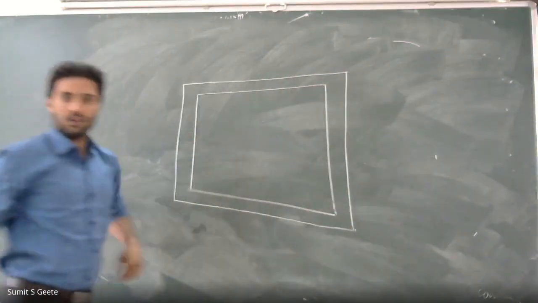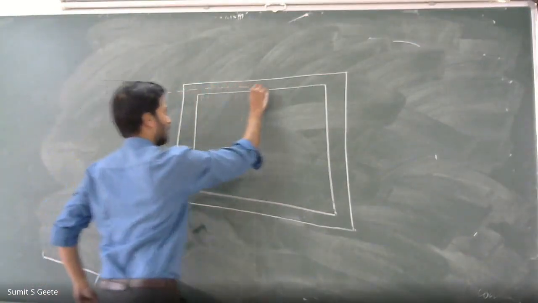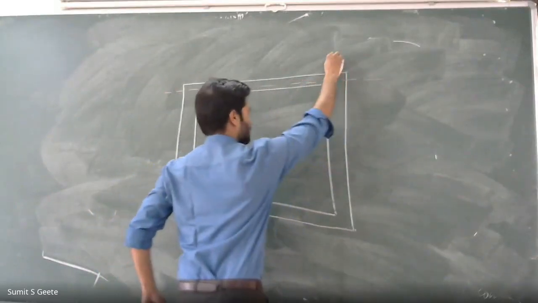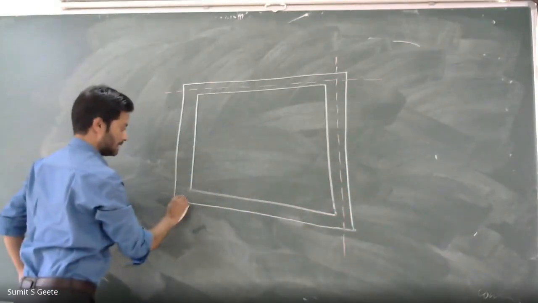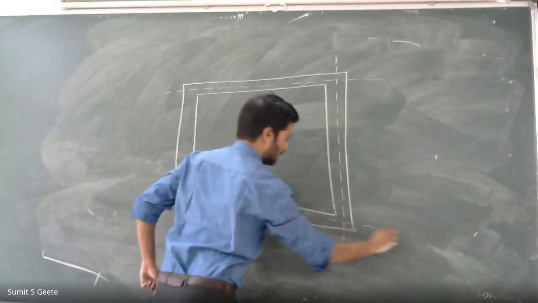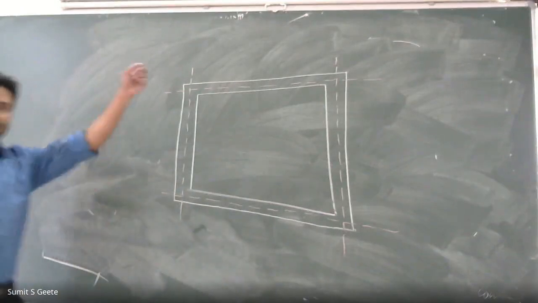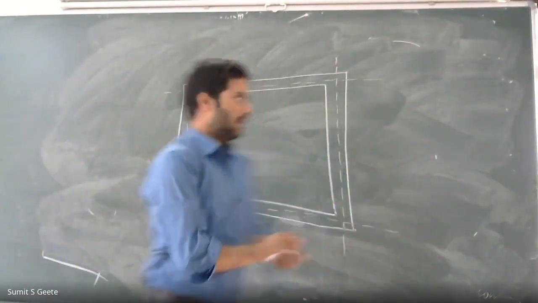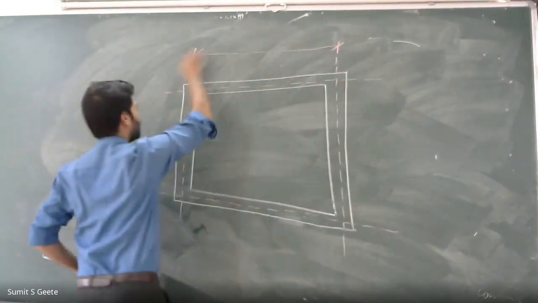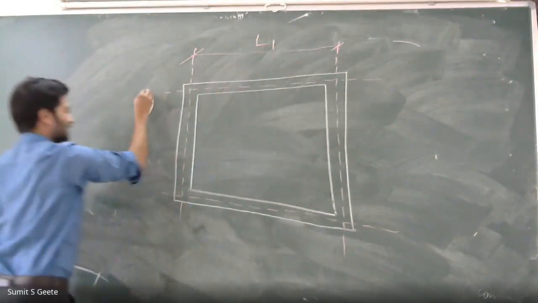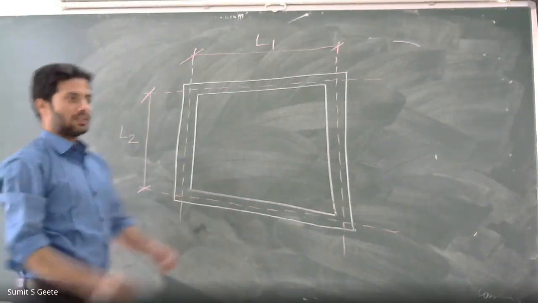This is one room structure plan. This is first center line. This is second center line. Third center line. And fourth center line. There are four center lines. Now, suppose this length is L1, this length is L2.